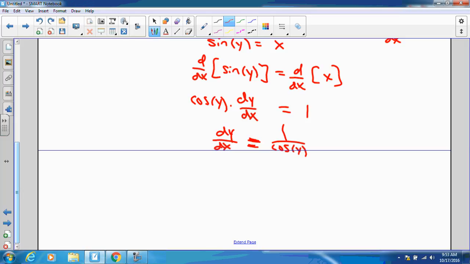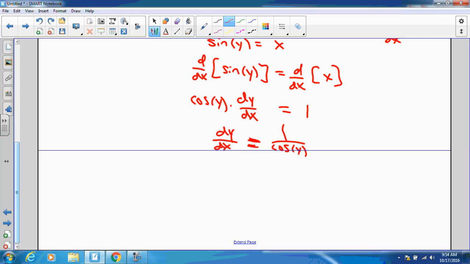Isn't that nice? And you see the inverse function theorem staring at you, right? dy/dx is 1 over f prime of f inverse of x. We learned this last year, right? But now, the only trick about this is that this is implicitly defined.